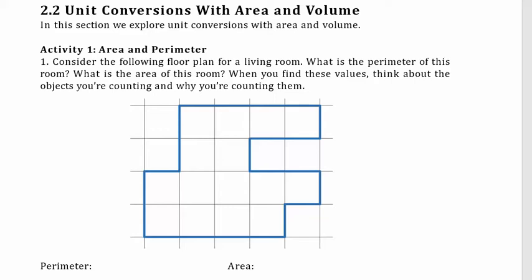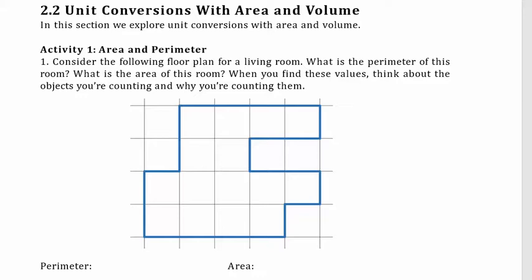Last section, we started a discussion on unit conversions with things like distance and time and weight. We're going to continue that conversation focusing on area and volume. So before we get into converting with area and volume, let's just take a little time and review some ideas about area, perimeter, and volume.